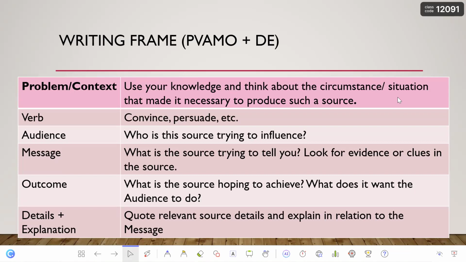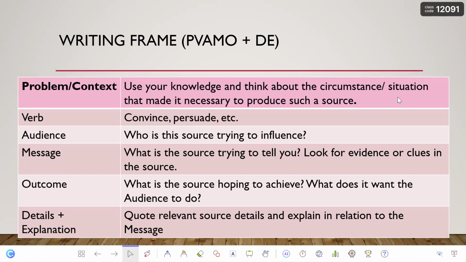And then the V stands for verb. So is it to convince or persuade the audience? So the audience is very important. So who is this source trying to influence? Okay, because who the source is trying to influence also determines what the source is trying to say. And then centrally, the message. So what's the source trying to tell you? So the content of the source.